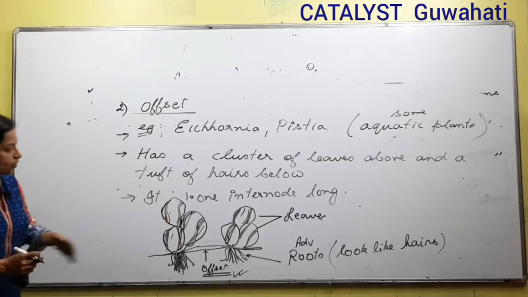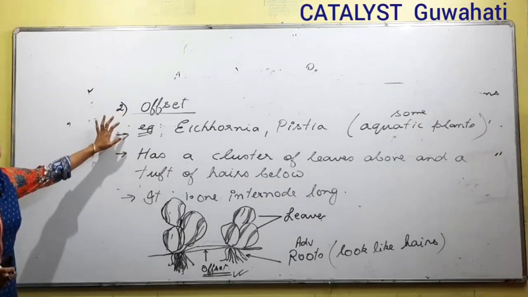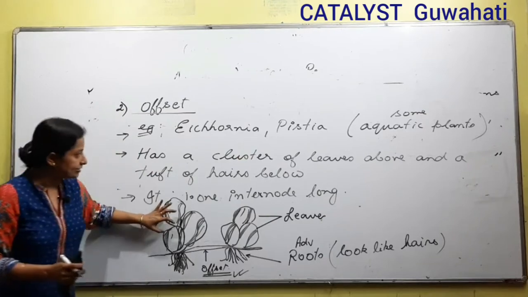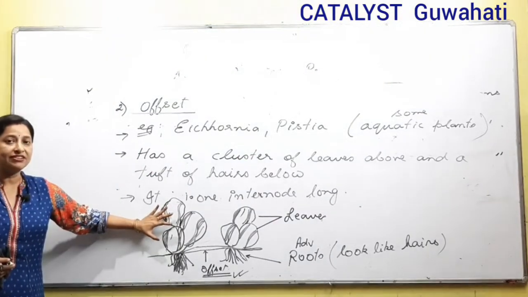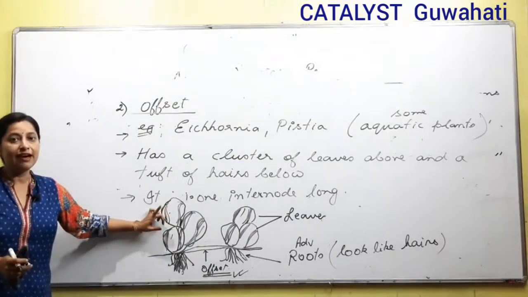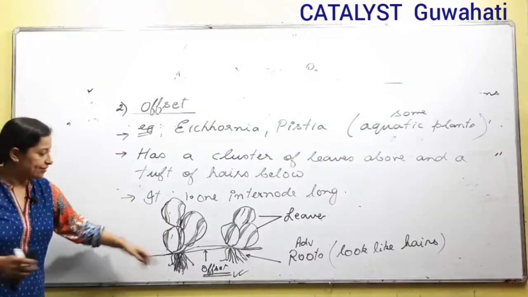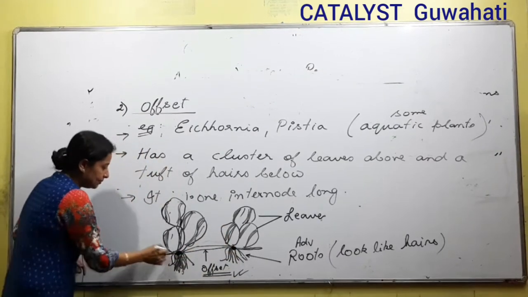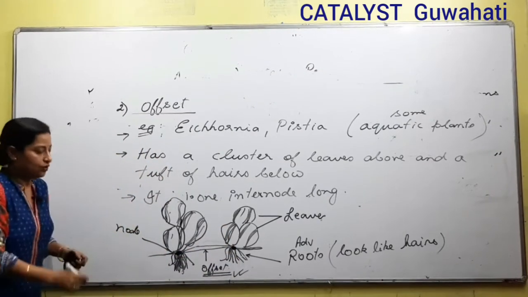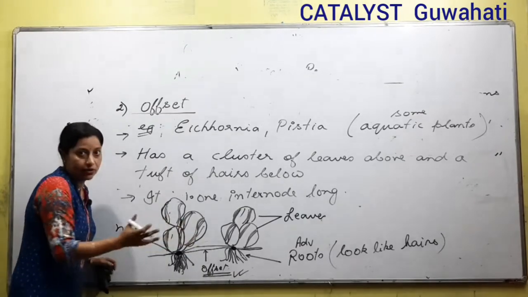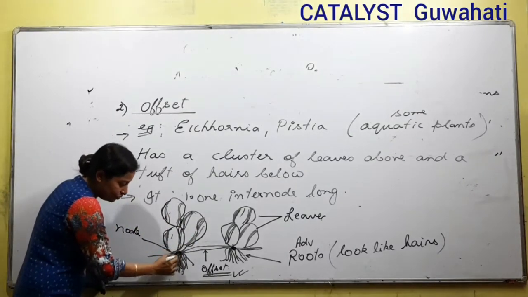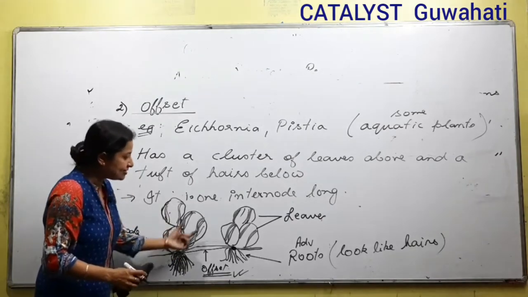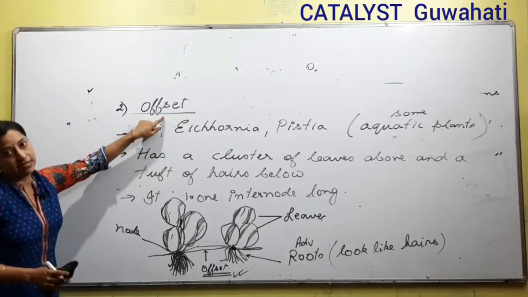So these are the informations that you have to know about offset. Base example is Eichhornia, and we have examples like Pistia also. They have a cluster of leaves. What we understand by the term cluster is they do not only have just one leaf, but there are many leaves that develop from this point. What is this point that we are talking about? This is nothing but the node. From that node, you have many leaves coming out at the same time, and from that same node itself, you have hair-like structures that come out. So if this is the characteristic, then this type of a stem would be called an offset.